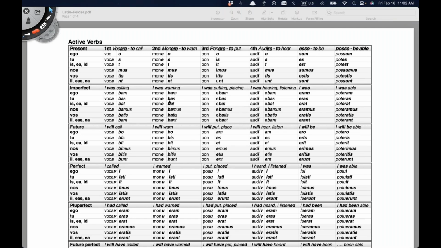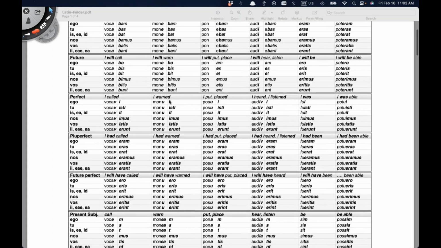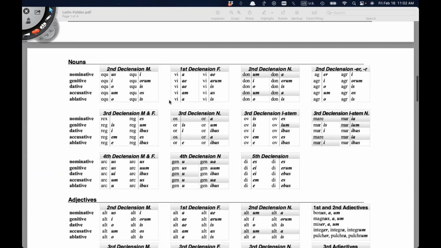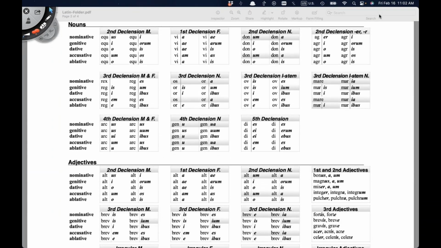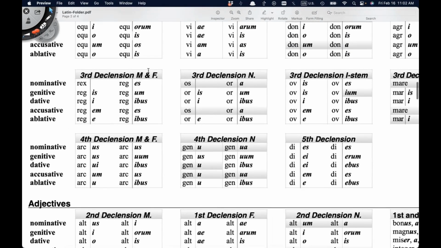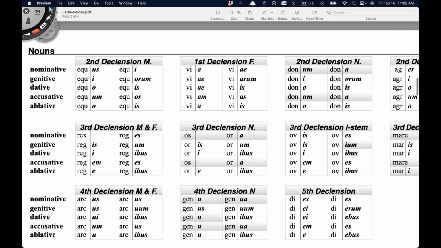In this one, we're looking at the concept taught in Visual Latin Lesson 10. So here we're looking at all the verbs, but if we scroll down, we'll see the noun charts. And if we zoom in, we'll see the accusative. In Latin, the accusative is used for the direct object.